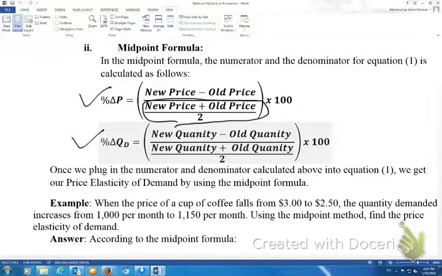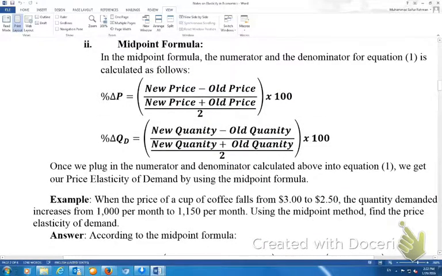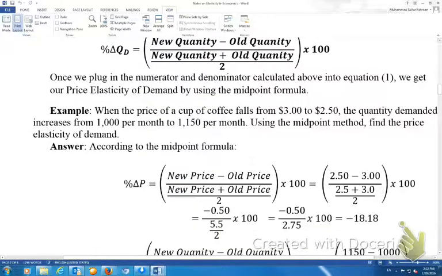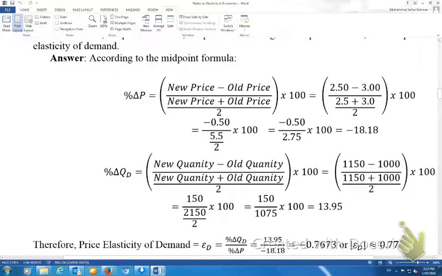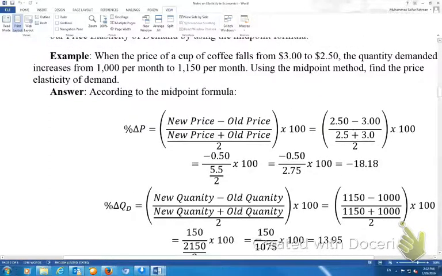Okay, so now an example of how to calculate elasticity with the midpoint formula. So let's look at the question. The question we are looking at is an example where the price of coffee falls from $3 to $2.50. The quantity demanded increases from 1,000 to 1,150 per month. So we are going to use the midpoint formula to find the elasticity.